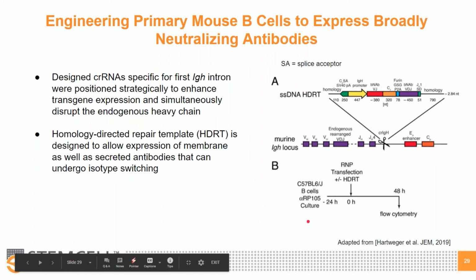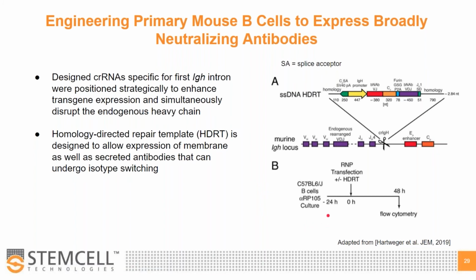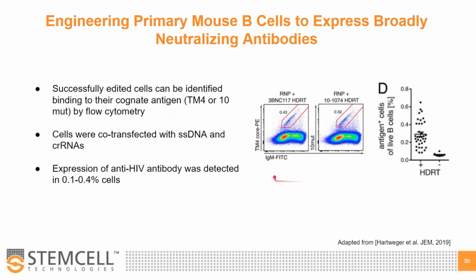So the workflow here was again to activate B cells 24 hours prior to transfection, and then 48 hours later, they were analyzed. So here, they're able to show whether cells have been successfully edited by showing by flow cytometry that they are able to bind to their cognate antigen. And when co-transfected with the single-strand DNA and CRISPR RNAs, they achieved about 0.1 to 0.4% of cells actually expressing the engineered antibody.